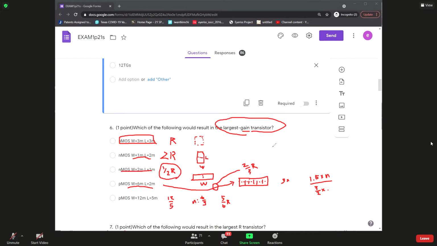Any questions on this problem? I'm sorry, could you go over how to do the PMOS again? I feel like something's not clicking for me. You could just go over it one more time. Thank you.